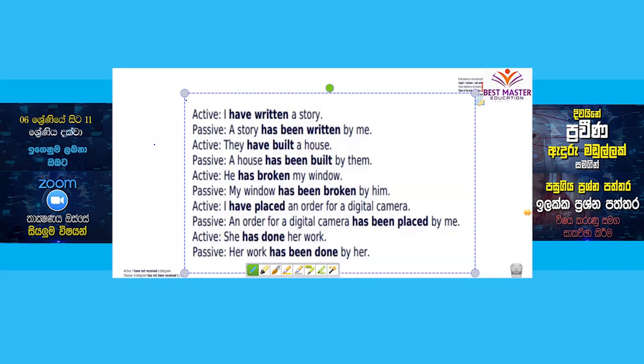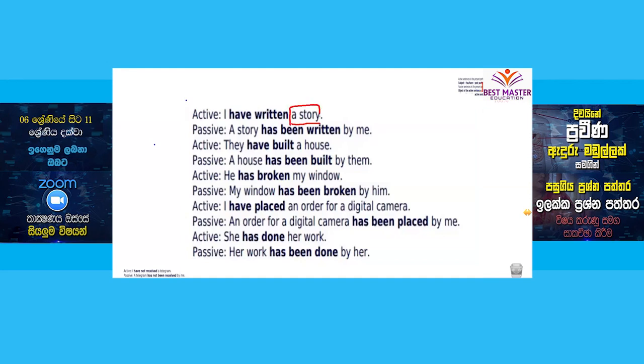When we turn this sentence into passive, the story is the object here. Look, it has come here. A story is a singular one, so we have to add not have, but has. With the singular, we add only has.